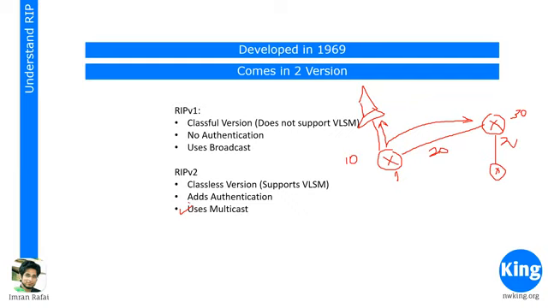So only devices that are tuned to listen to that multicast IP were getting those updates. And it also adds authentication, like I said. So you could actually set up authentication, and only if those authentication passwords match, they will receive or accept updates from the neighbor. Also, it supported classless operation.